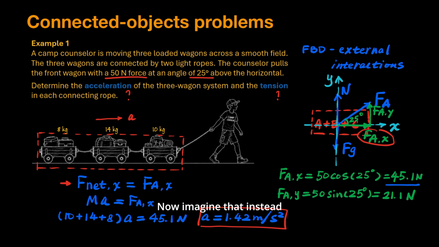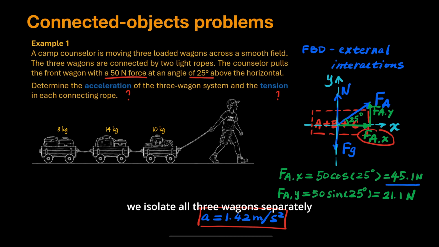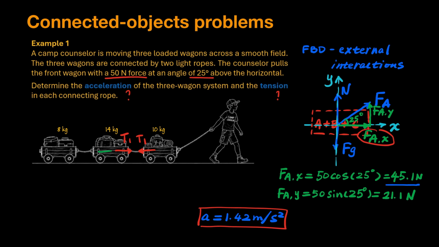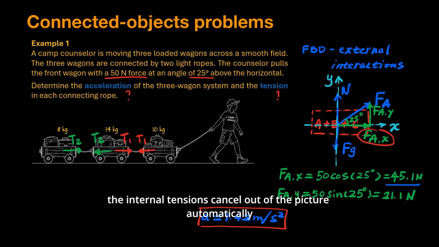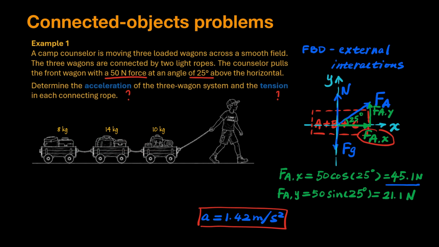Now imagine that instead, we isolate all three wagons separately. For the first wagon, we have one tension. For the second wagon, we have two tensions. And for the third one, we have another tension. We'd end up with several equations and two unknown tensions. We could solve it, but we don't need to. By choosing the three wagons as one system, the internal tensions cancel out of the picture automatically.